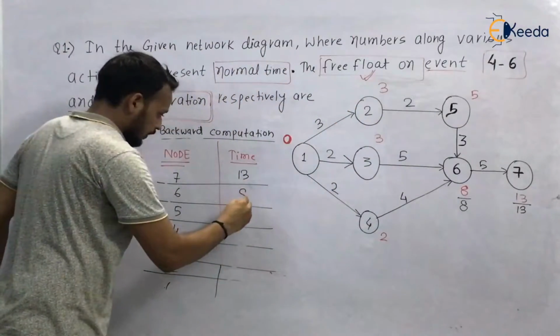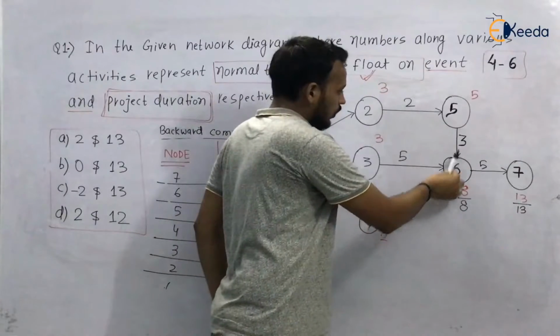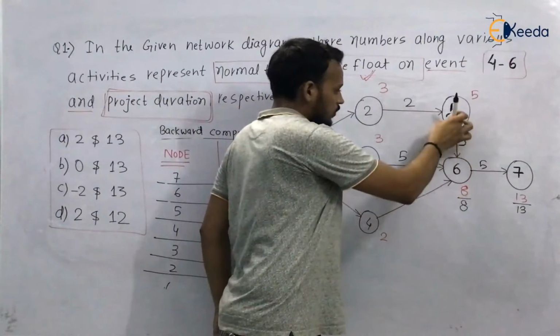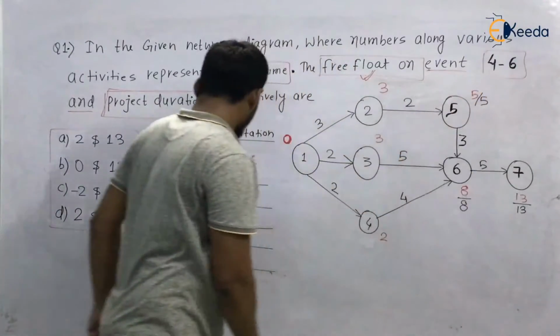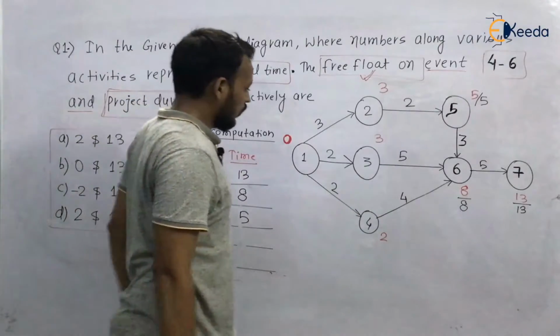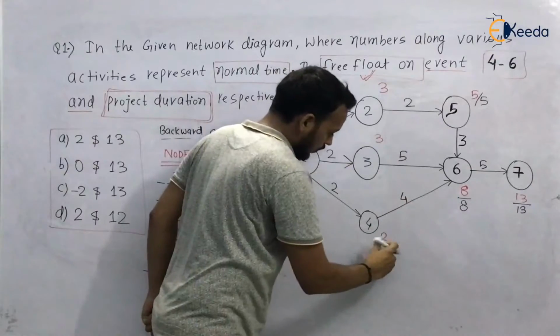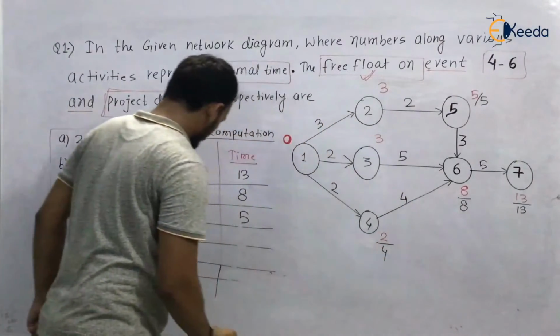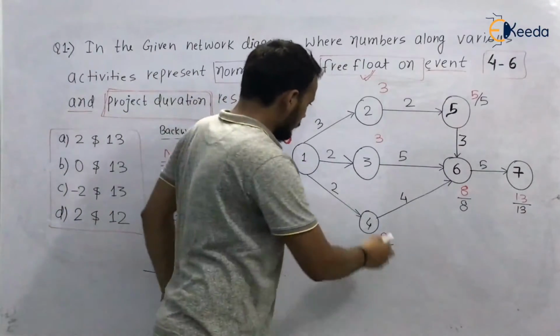So it is 8. Now from 6 to 5, there is only one way possible. From 6 to 5, 8 minus 3, it is 5. For 4, we can directly reach from 6 to 4. 8 minus 4, it will be 4.